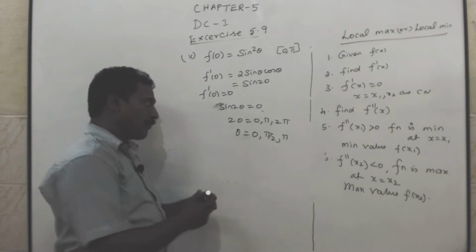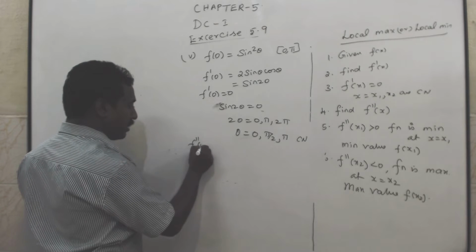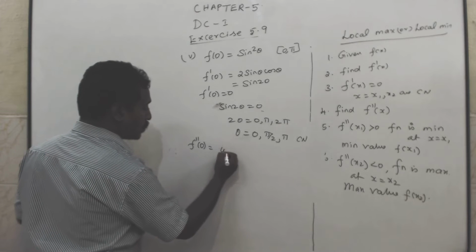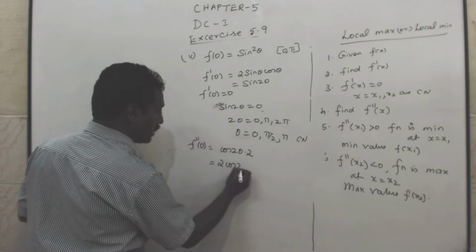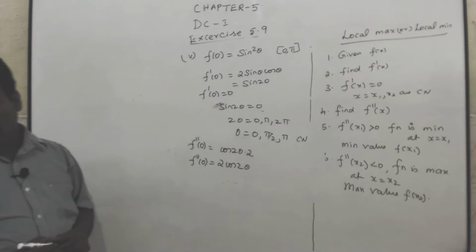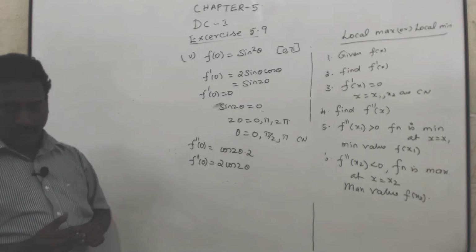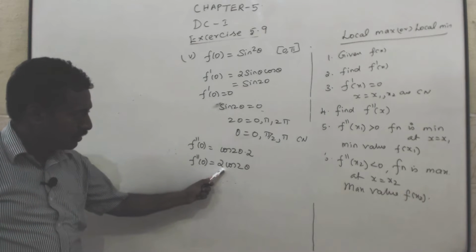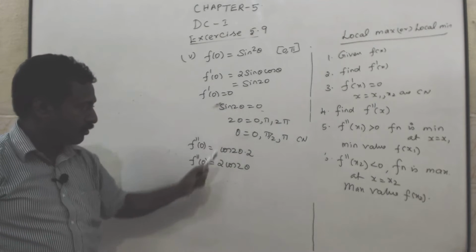These are what type of numbers? Critical numbers. Then f double dash of theta: the differentiation of sine 2 theta is cos 2 theta into 2, that is 2 cos 2 theta. This is the value of f double dash of theta. Listen carefully. For 0, pi by 2, pi, differentiate and you will get this result.